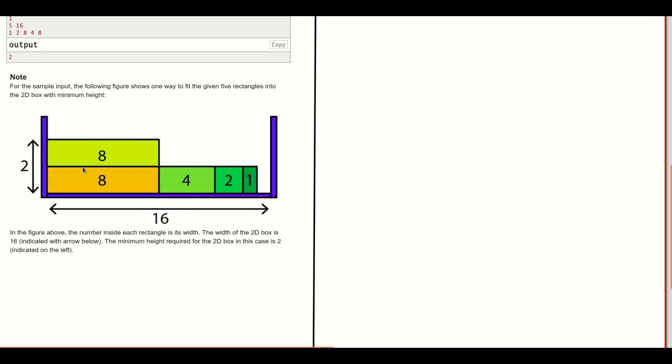In the optimal condition there can be multiple output configurations, but the height will remain the same. One possible optimal solution is stacking the two rectangles of width 8 on top of each other for height 2, and then keeping the remaining rectangles of width 4, 2 and 1 on the first layer. That sums up to 15, which is less than 16, so it is allowed, and we get a height of 2. We cannot achieve a height of 1 in any case, so this is the optimal answer.